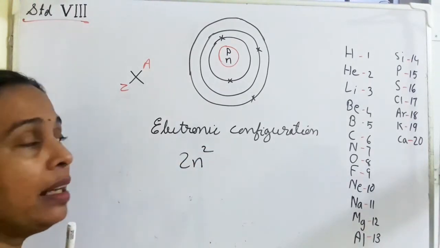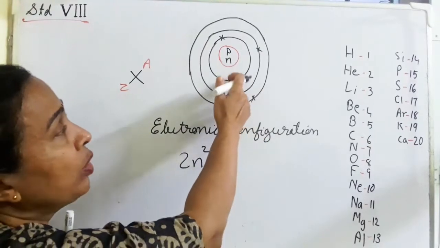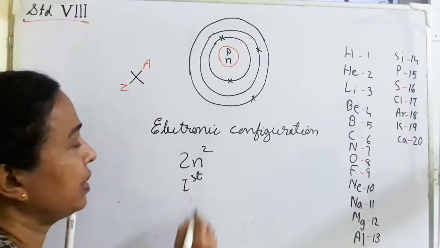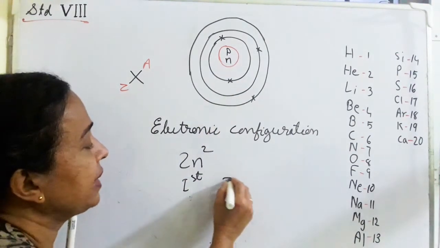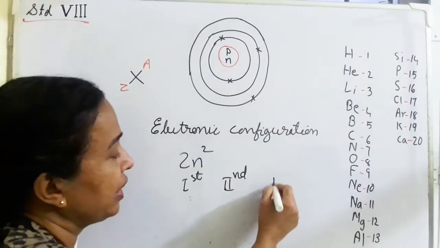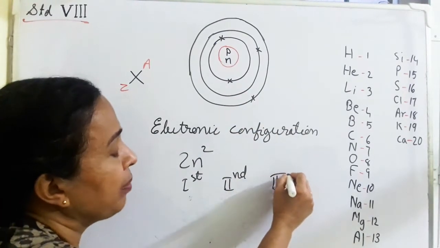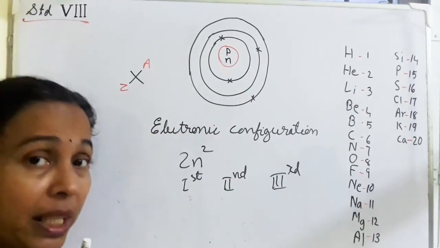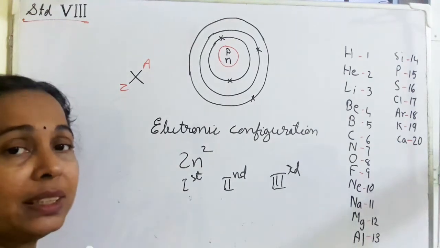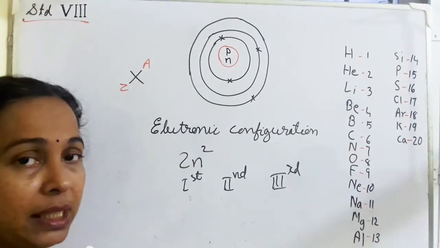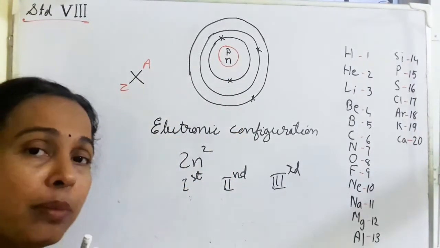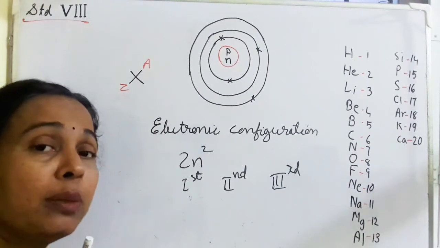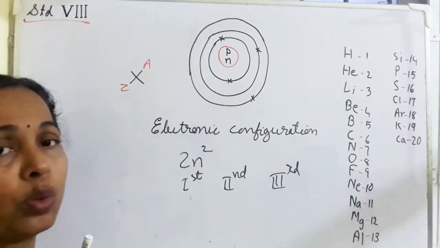Before that, let me tell you, there are different shells. The shell closest to the nucleus is known as the first shell. The next shell is known as the second shell, and the next shell is known as the third shell. Like that the shells are numbered. The shell closest to the nucleus, we have already studied, is associated with less energy. Therefore, that shell carries fewer electrons. The shell farther away from the nucleus is associated with more energy, that means it contains more electrons.